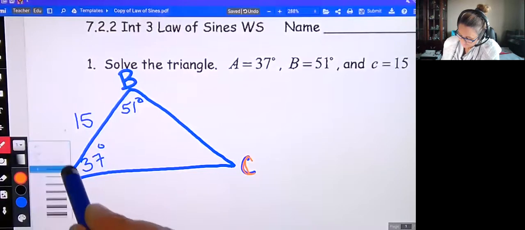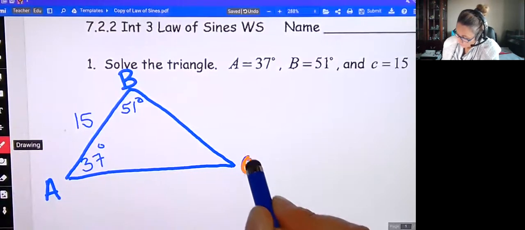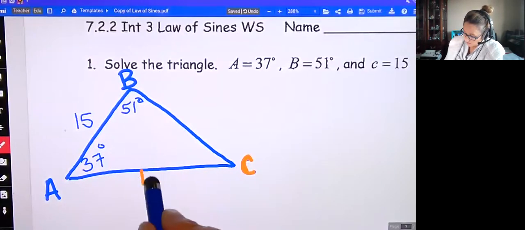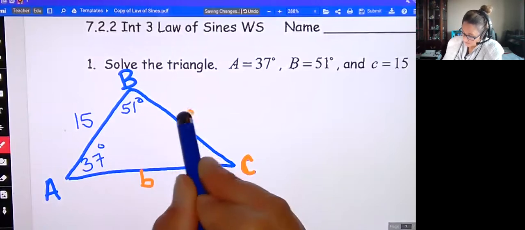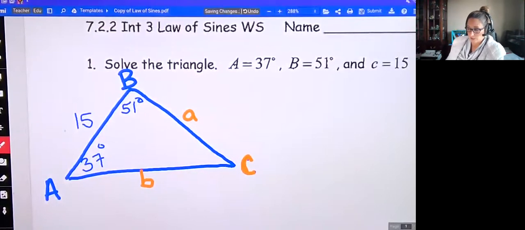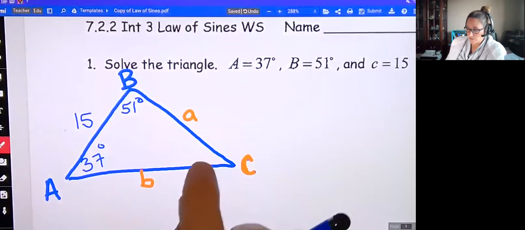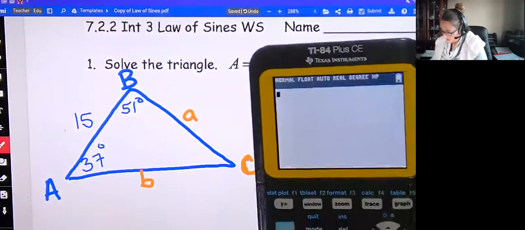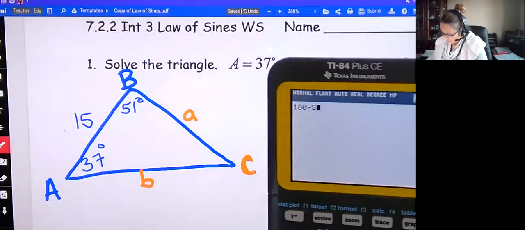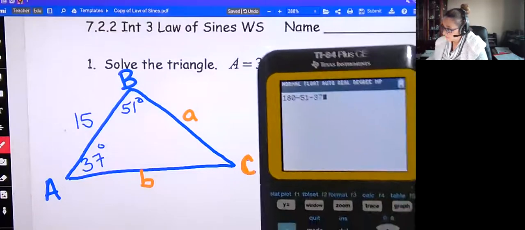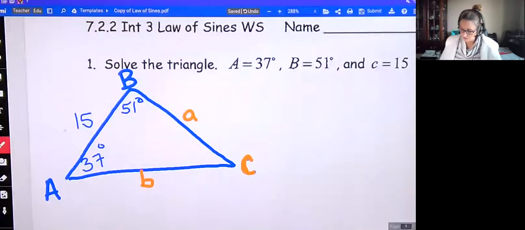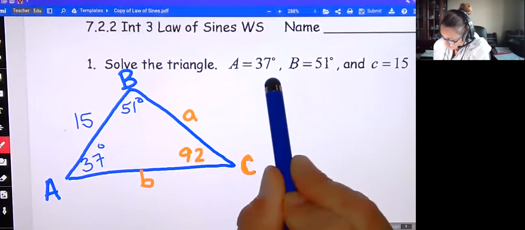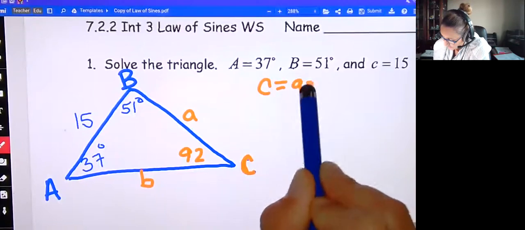Now, the ones I'm going to need to find: this angle C, which I can easily do, understanding that a triangle adds to 180. And I'm also going to need to find this side, which is little b, and this side, which is little a. Those are the ones I'm going to find. So the very first thing I'm going to do is find angle C. I'm going to take 180 minus 51 minus 37, and I end up getting 92. So this angle here is going to be 92. So I know C equals 92 degrees.